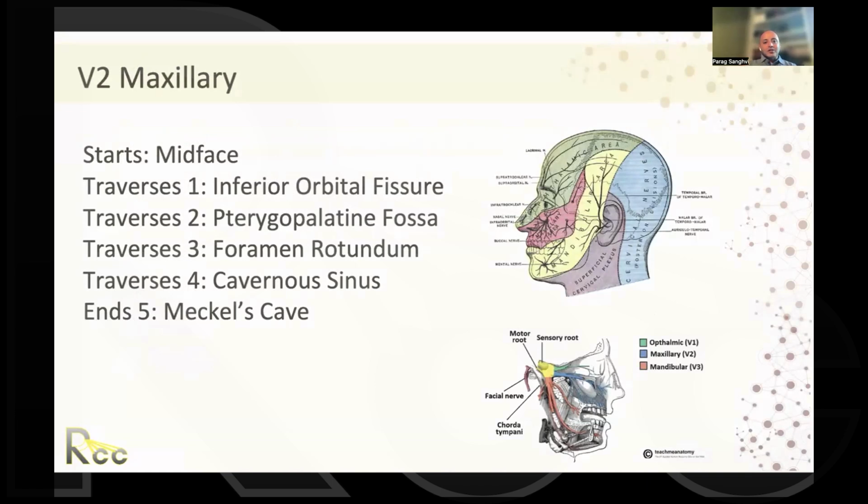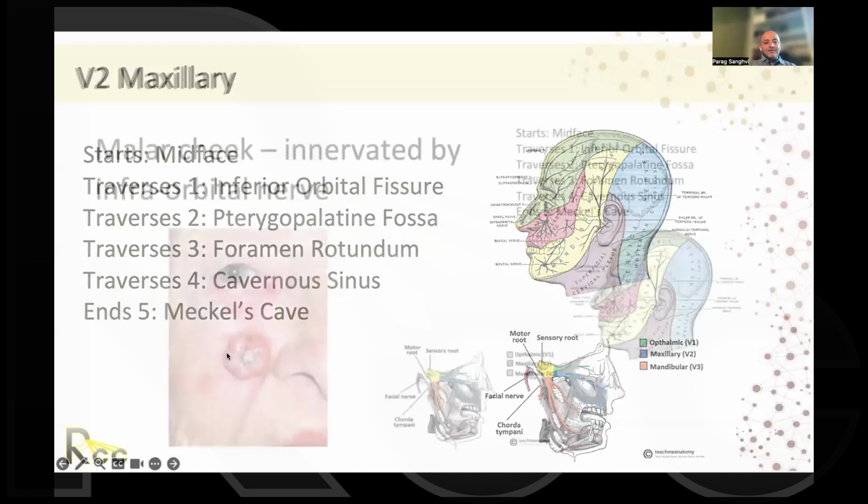That's where these tumors are going to go through. This, I will say, is probably the easiest one to contour, because it's very easy anatomy, and I'll walk you through the anatomy in just a minute. These are going to go through the inferior orbital fissure into the pterygopalatine fossa. We are all very comfortable covering this because we treat lots of head and neck cancer patients. You're going to go to foramen rotundum, cavernous sinus, and end in Meckel's cave.